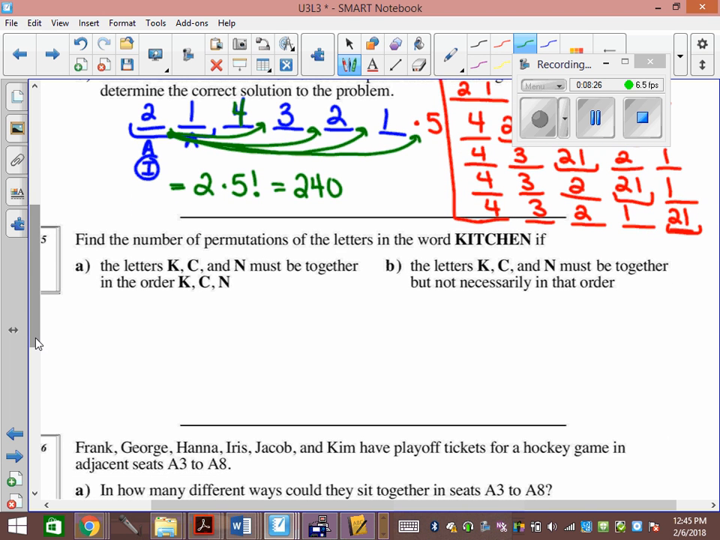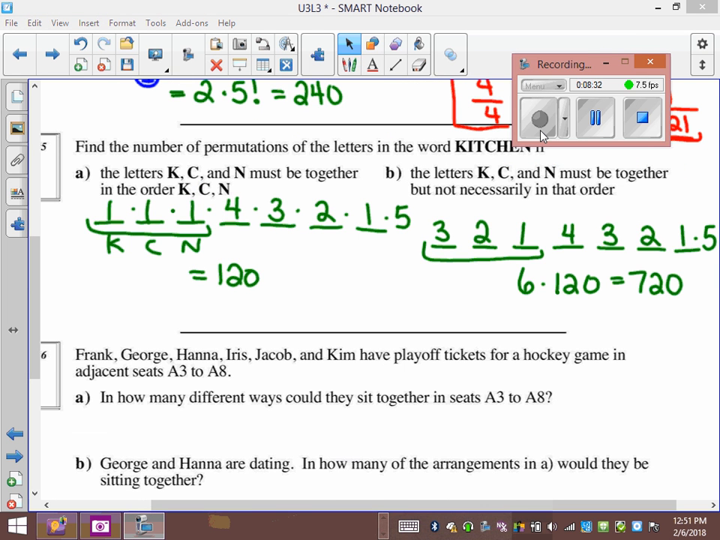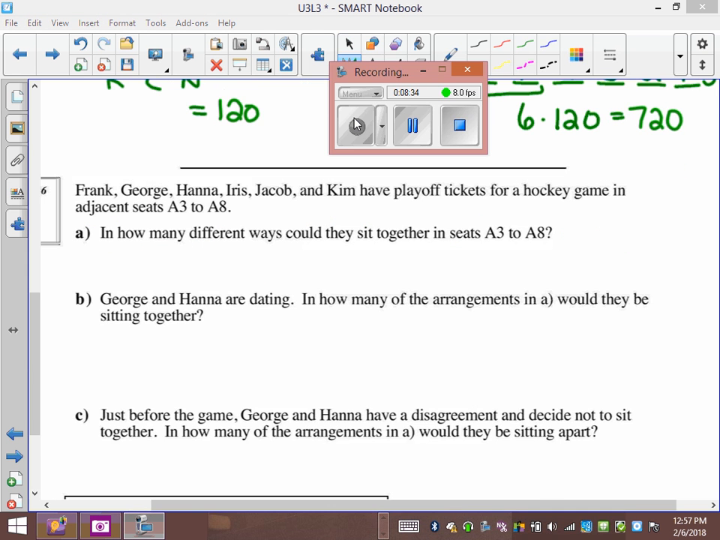I want you guys to try this one, see how you do. A and B. We have Frank, George, Hannah, Irish, Jacob, and Kim have playoff tickets for a hockey game in adjacent seats A3 to A8. In how many ways can they sit together in A3 to A8? How many of them are there? So this would be how many? Then, which is 6 factorial.